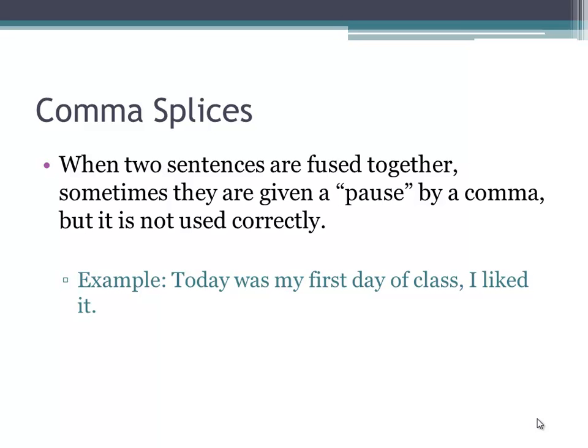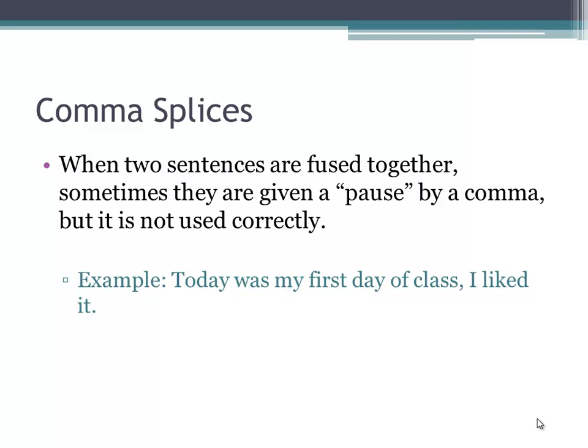All right, comma splices. With the last sentence, there was an easy insert of obviously a comma. But looking at it this way, if we just insert a comma, it doesn't tell us that we need to take a long pause or that these are full sentences on either side of the comma. And that's what we call a comma splice, meaning the comma was there, but it wasn't used right. So, today was my first day of class. I liked it. How could we use this correctly?